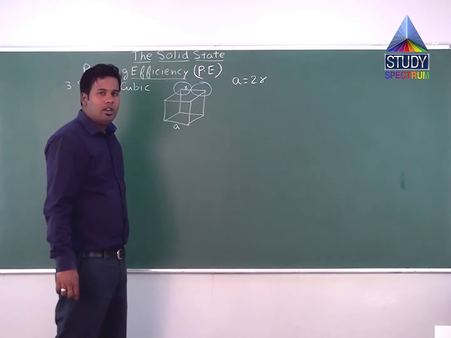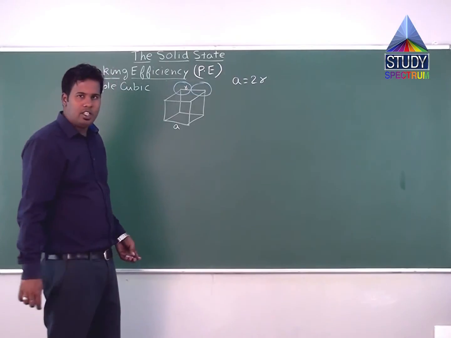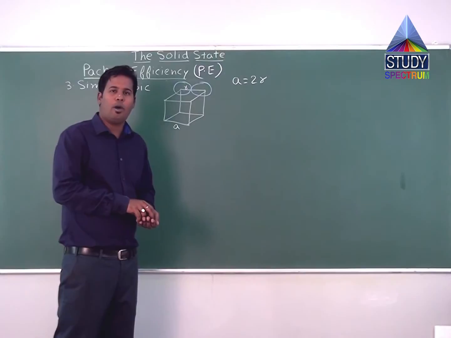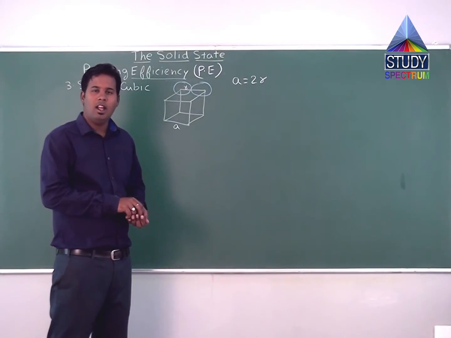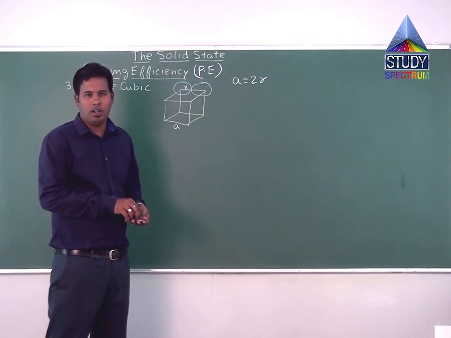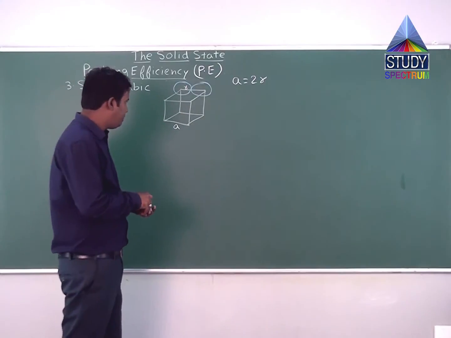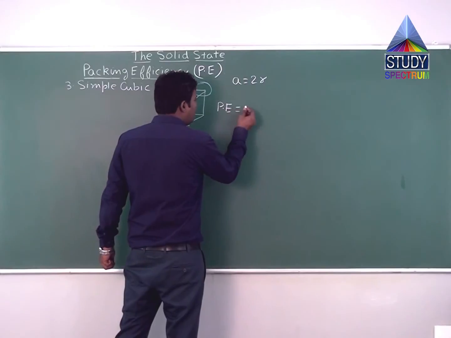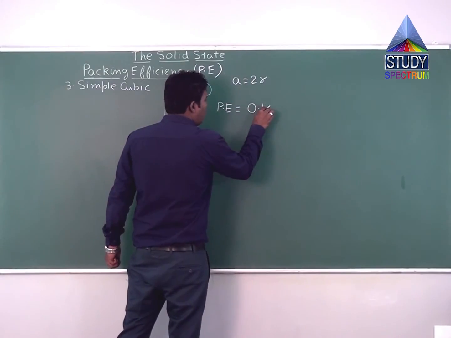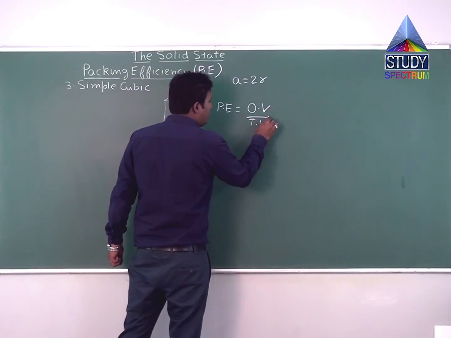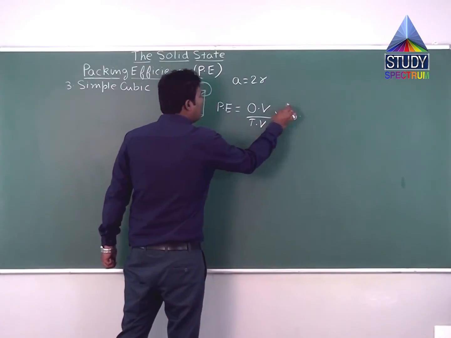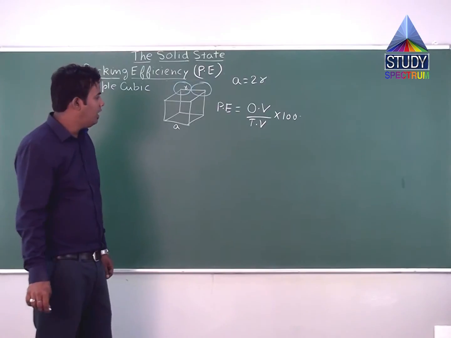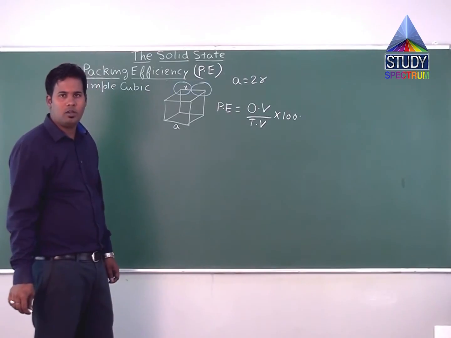Now if we want to calculate the packing efficiency, as we have seen, packing efficiency is nothing but the occupied volume of spheres inside this unit cell divided by the total volume of this unit cell into 100, correct? So packing efficiency is occupied volume OV upon total volume TV into 100. OV is the occupied volume of spheres inside this unit cell, TV is the total volume of this unit cell, into 100.